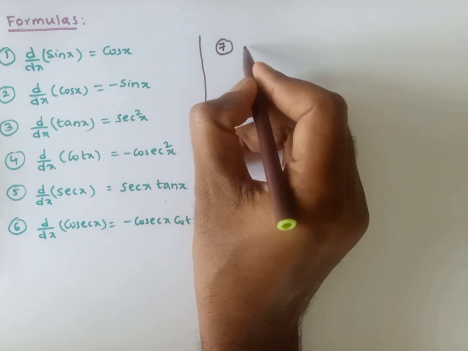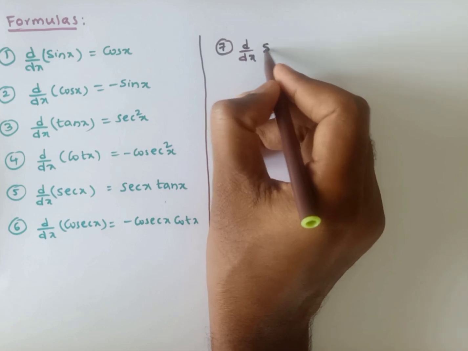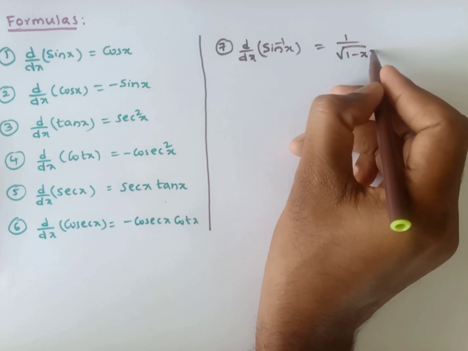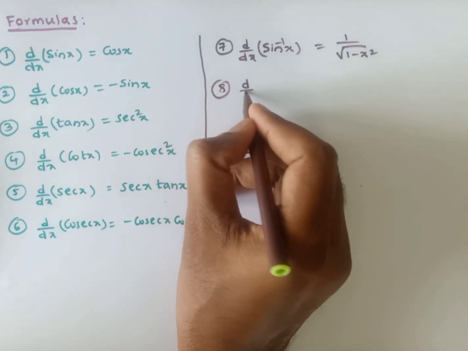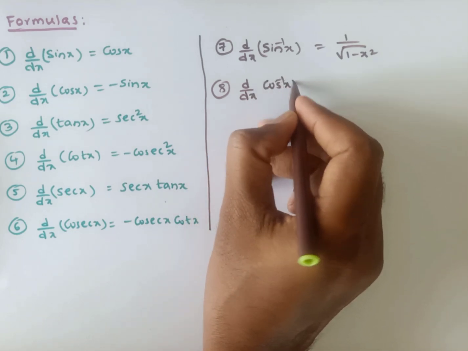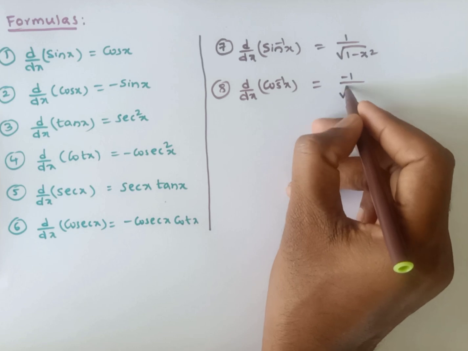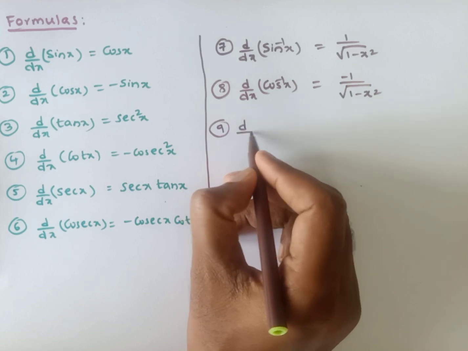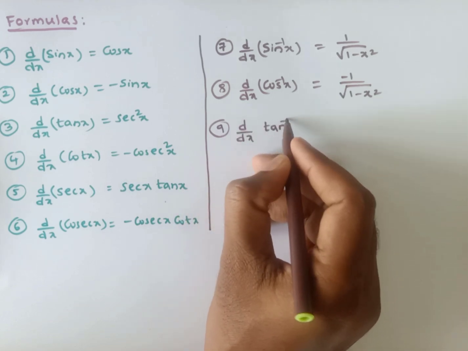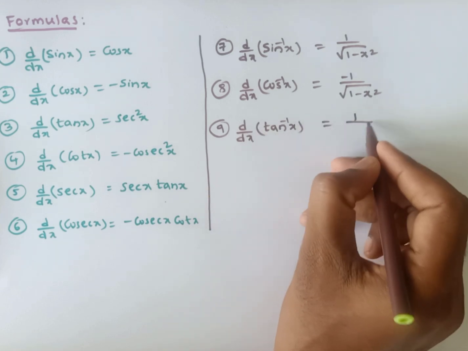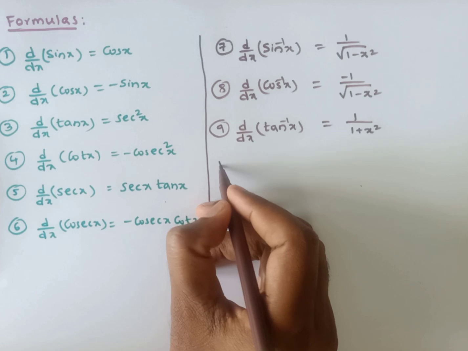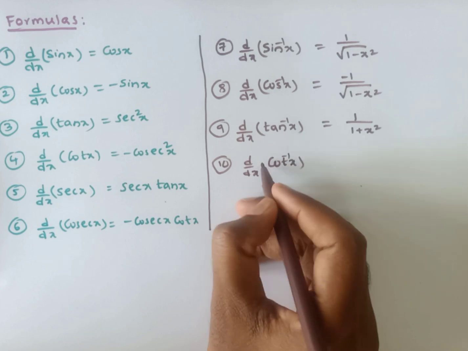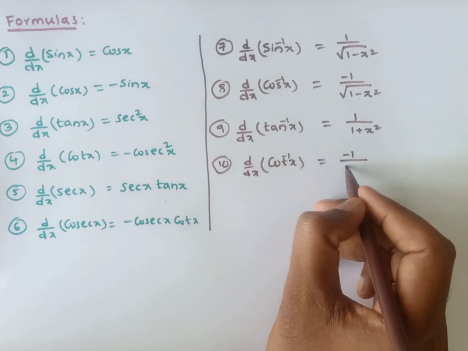See the seventh one, the derivative of sine inverse x is 1 by square root of 1 minus x square. Eighth, d by dx of cos inverse of x is minus 1 divided by root of 1 minus x square. The derivative of tan inverse x is 1 divided by 1 plus x square. Tenth, d by dx of cot inverse x is minus 1 divided by 1 plus x square.